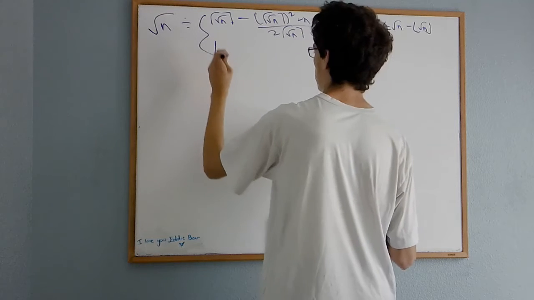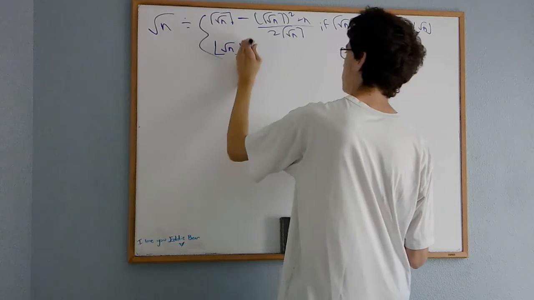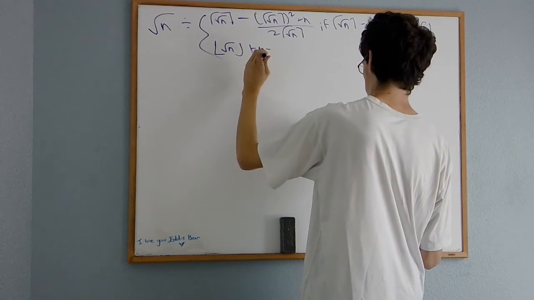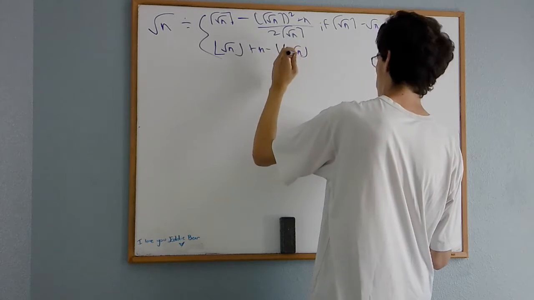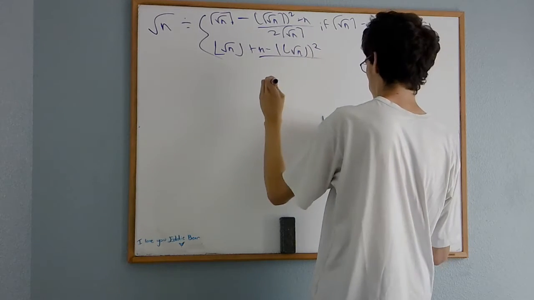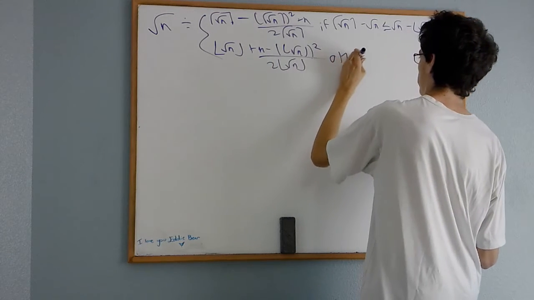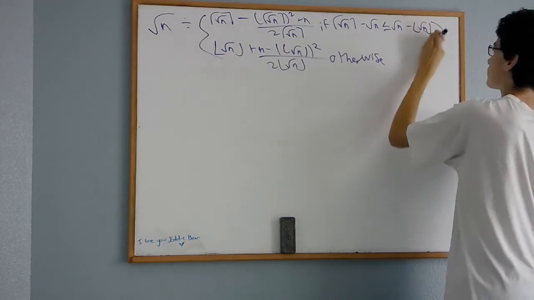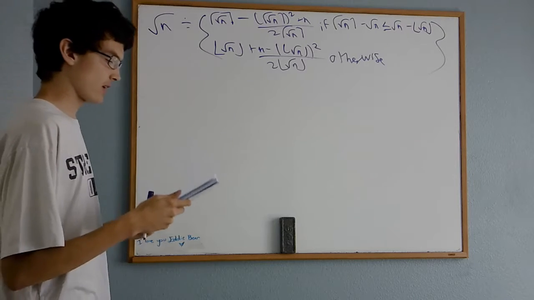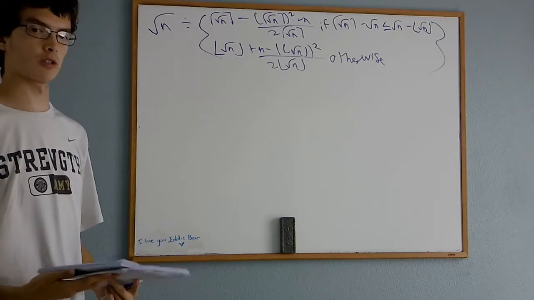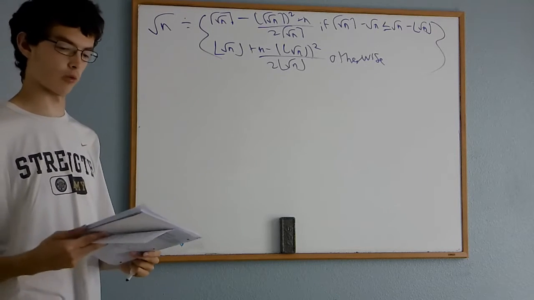Or, it's also approximately equal to the floor of root n plus n minus root n quantity squared, all divided by 2 floor root n, otherwise. And so, here it is in all its splendor. So, now what I'm going to do is I'm going to code it and see what all it returns for numbers from 1 to 100.